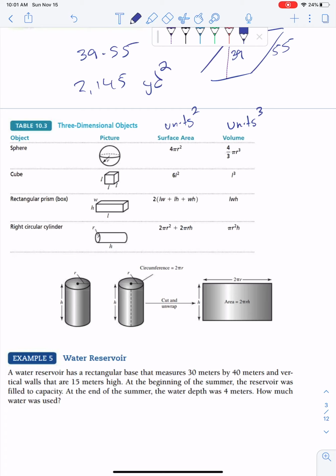And again, I'm going to give you these formulas. You don't have to worry about memorizing them, but it would probably be a good idea to write them down so that you have access to them for the homework.